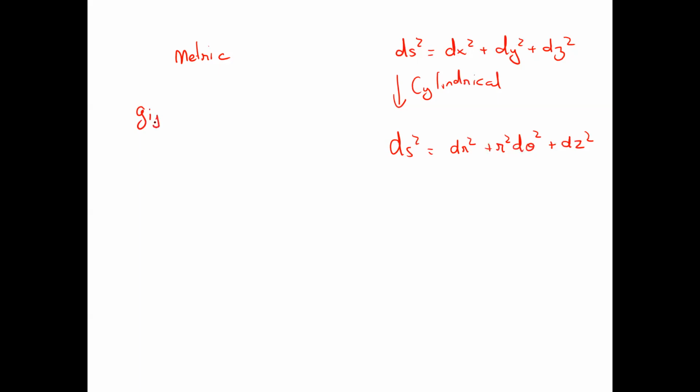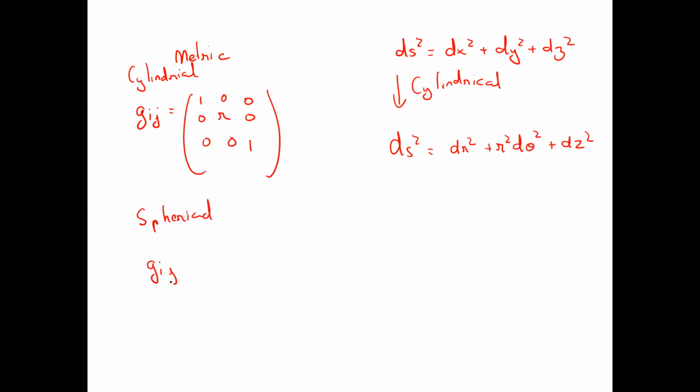So if I have Gij for cylindrical, the metric is nothing but 1, r, 1, and only the diagonal elements have values, and the rest are all 0. And if I have spherical, Gij is going to be 1, r, r sine theta. You might recall all this from your curvilinear coordinates lectures. So these were the scale factors that you got for your spherical system of coordinates. So this Gij is called your metric.